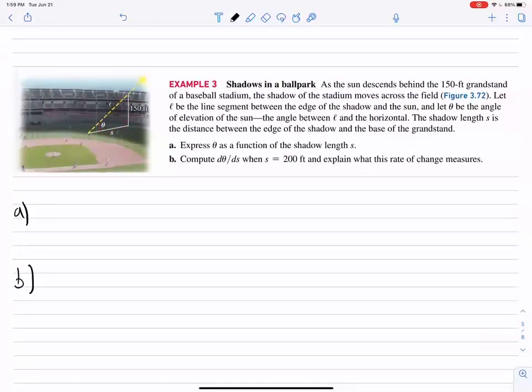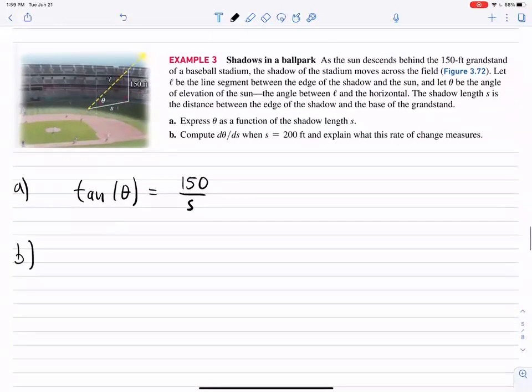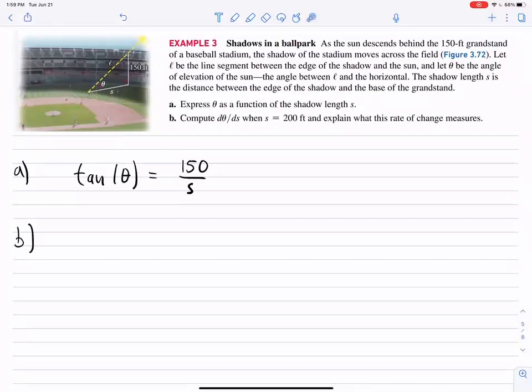And so what is a relationship? Well, this triangle really helps us out here, right? There's a relationship between theta, S, and 150. And that relationship is tangent of theta, right? The tangent of that angle is equal to opposite over adjacent, which is 150 over S, where S is the shadow length. And so now we want to compute d theta ds when S is 200 feet.